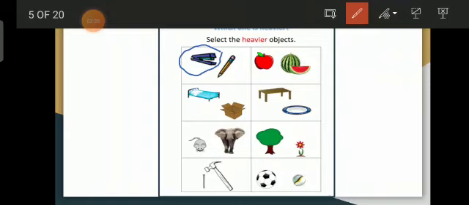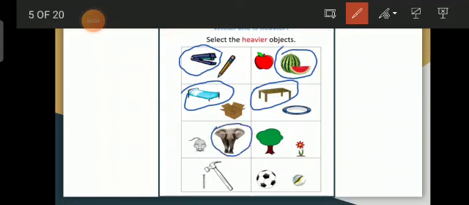Apple or a watermelon? Watermelon is heavier than apple. Bed or an empty box? Yes, bed. Table or a plate? Which is the heavier one? Yes, this one, table. Rat or an elephant? Very good, very easy. Elephant is heavier than rat.